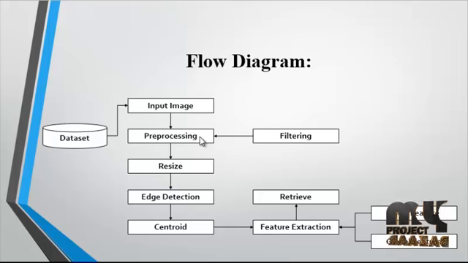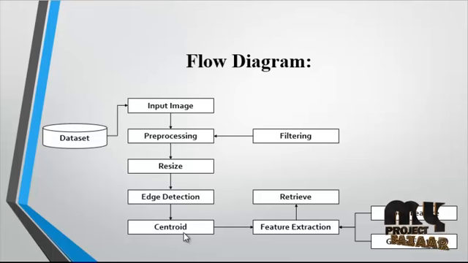After the noise removal, the noise-removed image undergoes resizing. After the resizing, the image is resized into an optimum size. Then the edge is detected from the image. For the edge detection, we use the Canny edge detection method to extract the edges from the image. After the edge detection, the centroid is calculated. The centroid is nothing but the center value of the image.